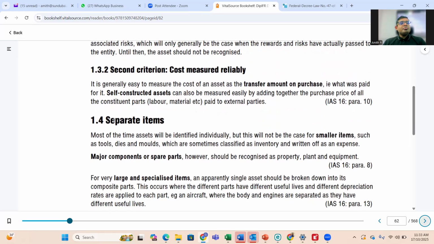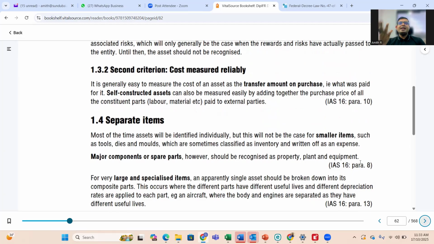Now we will come to separate parts. Okay, component accounting. Most of the time, assets would be identified individually, but this is not the case for smaller items such as tools, dies, and molds, which will sometimes be classified as inventory and written off as an expense. That's okay. Major components of spare parts should be recognized as property, plant, and equipment.